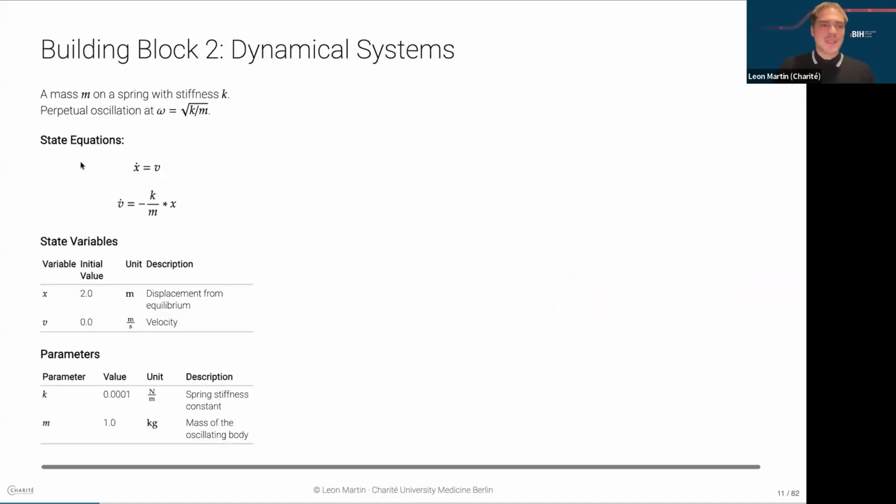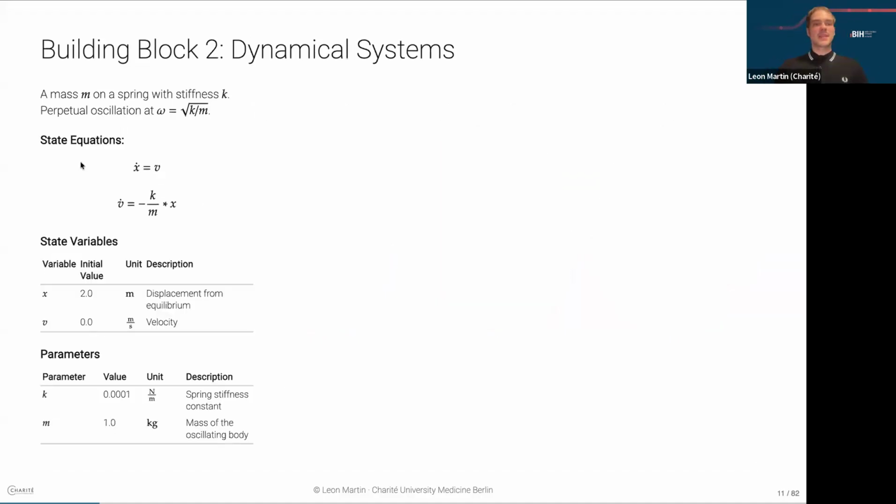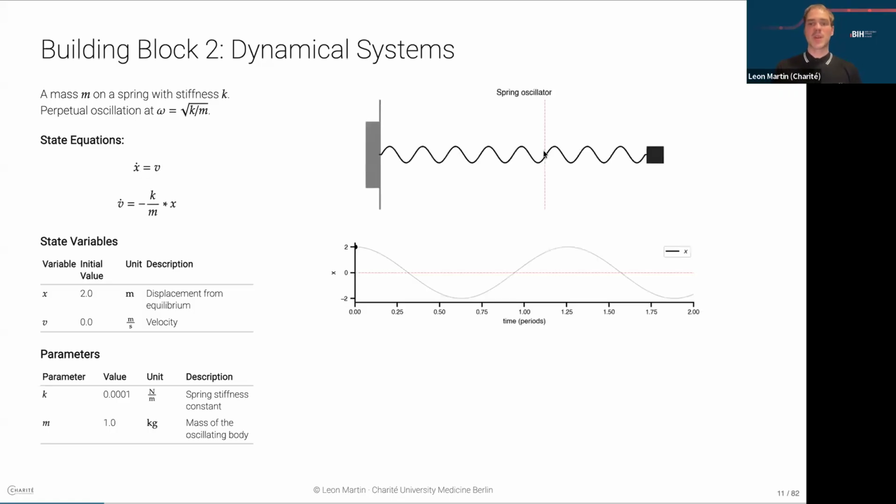We start really with the basics. So, what is a dynamical system? It's a physical system that changes over time. So, we have states that can be described with equations, and the change over time can be described with differential equations. So, we can have, for example, a simple spring, which is a mass attached to a spring.